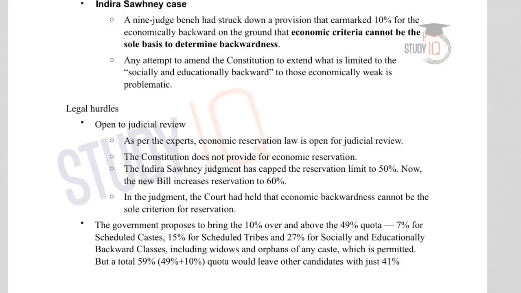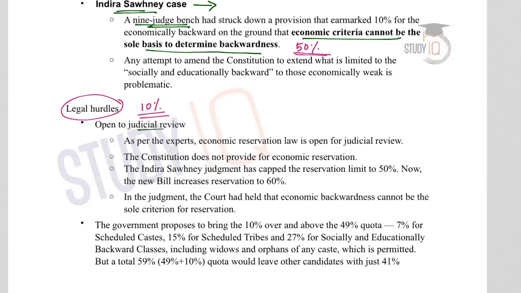Now coming to the very famous Indira Sawhney case. So in this case, the Supreme Court had given a judgment which said that economic criteria cannot be the sole basis of determining backwardness, and in this judgment, the Supreme Court had capped the reservations at 50%. Now coming to the legal hurdles with regard to this 10% reservation. So firstly, this is open to judicial review.